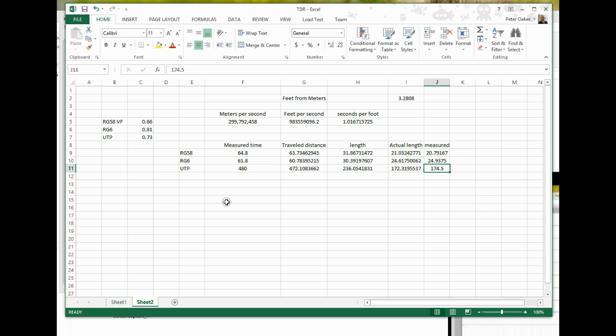So for now, that completes the how do I measure the length of a piece of wire and how fast is the speed of light anyway. I hope you enjoyed it. I hope you found it educational.